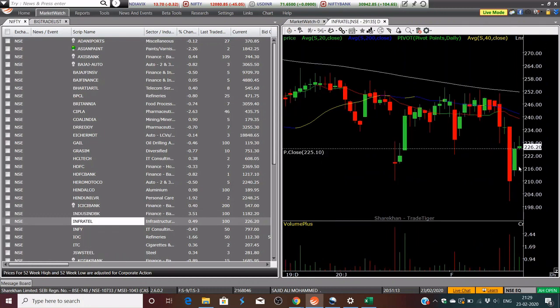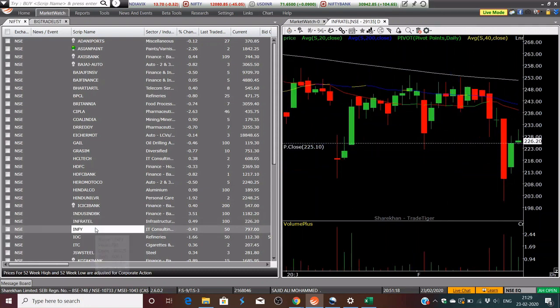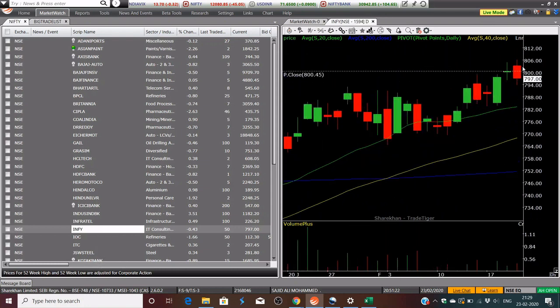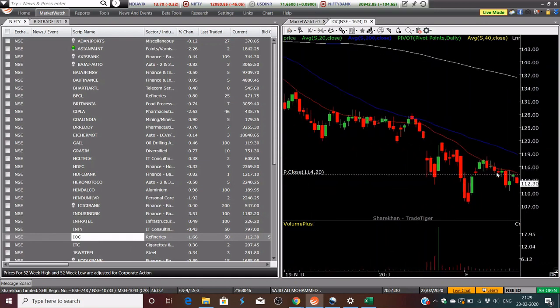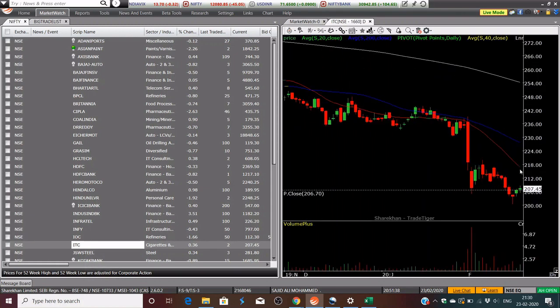Infratel is in the zone, so don't trade. Infosys is not going anywhere. Formed a reversal candle. It can come back into the zone, so wait for an opportunity to buy at a lower price. This can go short on this IOC. ITC, short at 218 when it touches the moving averages. Till that time it can go up.